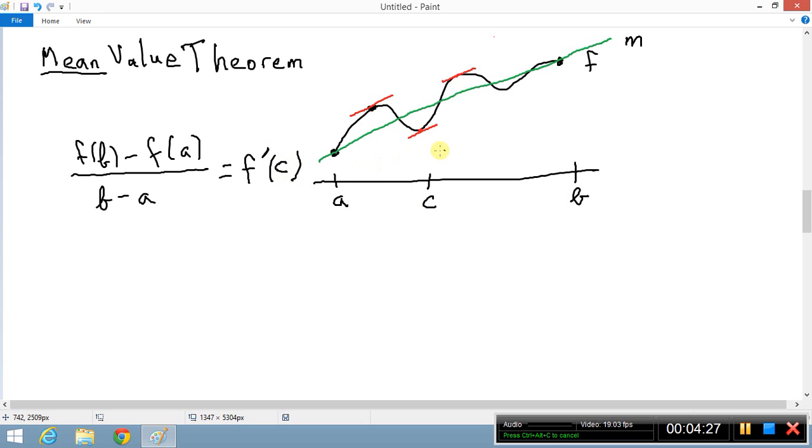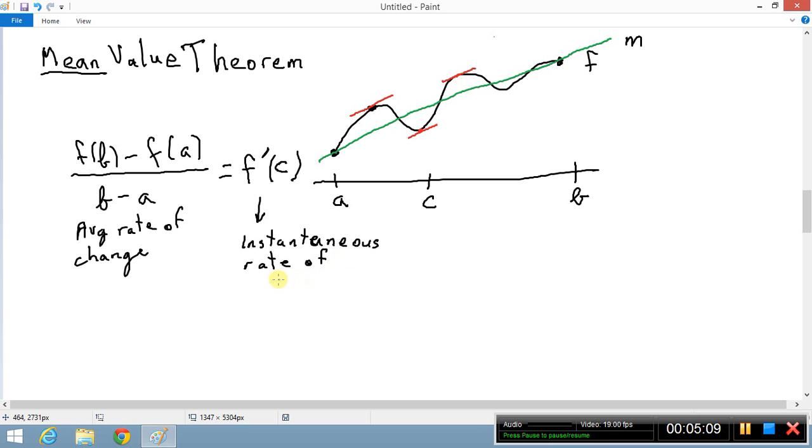The derivative at c would be the slope of that red line there. The slope of that red line is going to be exactly the same as the slope of the line connecting the endpoints. So in other words, to put it in English, the average rate of change, that's what's on the left, equals the instantaneous rate of change.